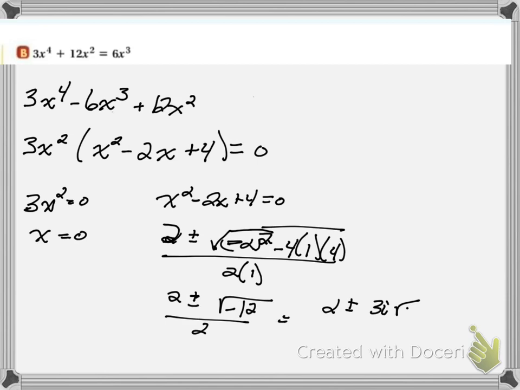Sorry, it took me a second, I messed up. 12 reduces to 4 and 3, so that would be 2i radical 3 over 2. Now notice that I have a 2, so I can reduce that again. So it becomes 1 plus or minus i radical 3. So there's 2 roots, and then the final root is 0.